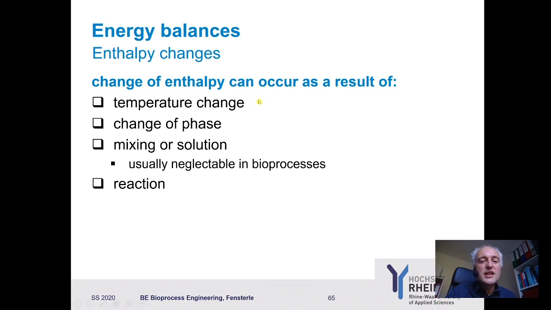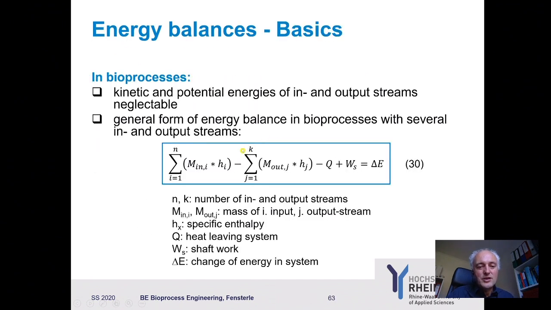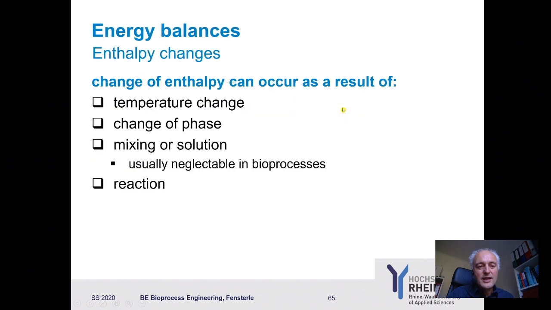Now, how can I change my enthalpy? I'm talking about this term now. I can change the temperature, then the enthalpy will change. I can change the phase, then the enthalpy will change. So I can make a phase transition from liquid to gas, for example. I can mix or dissolve, then I can have an enthalpy change, or I can have a reaction and I can have an enthalpy change.